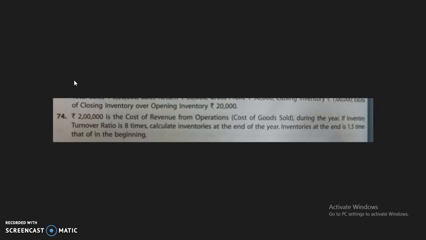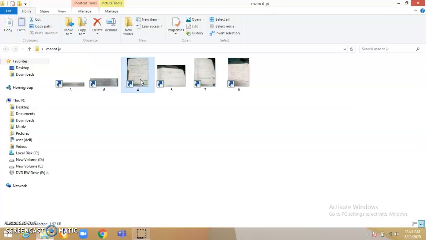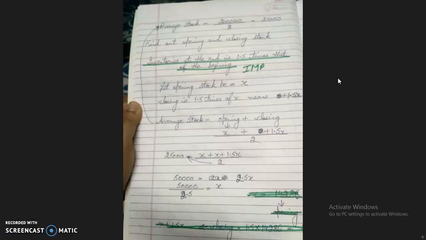So what we will do: we are given two things, the inventory turnover ratio and the cost of goods sold, which is 2 lakh. The answer is given, that is 8 times. So cost of goods sold divided by the inventory turnover ratio of 8 times gives the average stock, which is 25,000. What is average stock? Average stock is opening stock plus closing stock divided by 2. Now in this we have to find out the opening stock and closing stock.